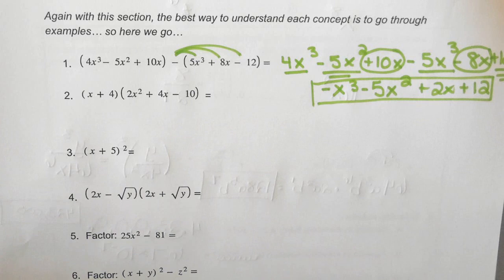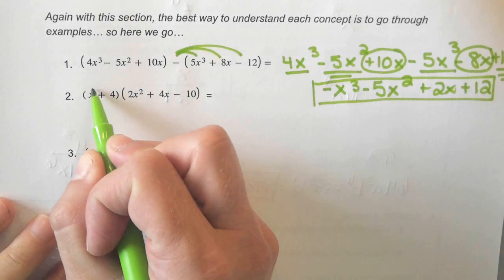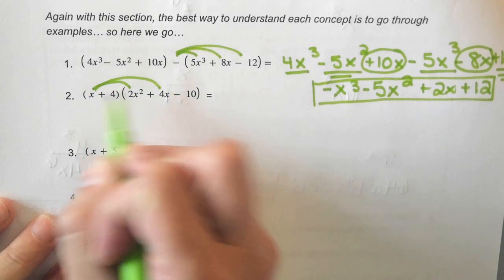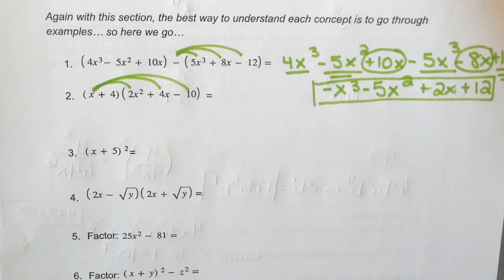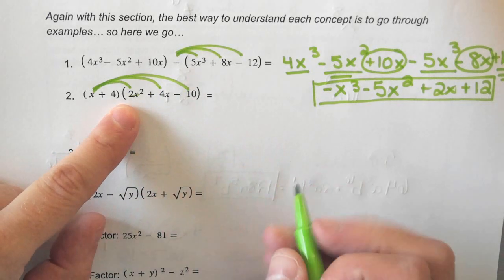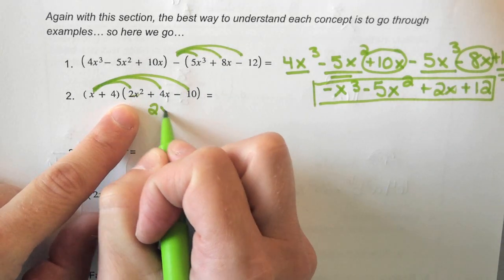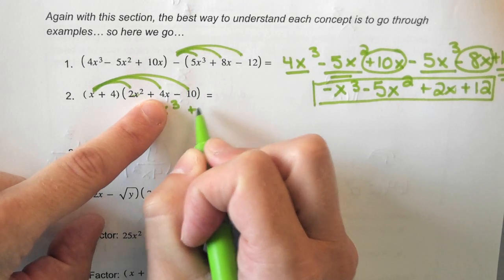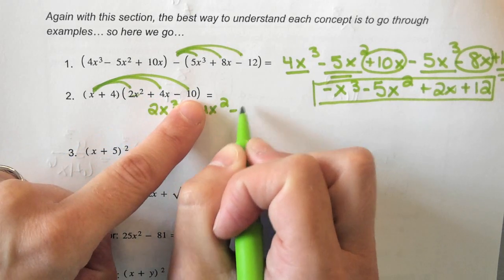All right. For problems like number 2, the way I think of it is almost like double distributing. So what I like to do is send through the first thing, and then I go back and take care of the second thing. So everybody's getting an x the first time through. So instead of 2x squared, now I'm at 2x cubed. Now I'm at 4x squared. Now I'm at negative 10x.